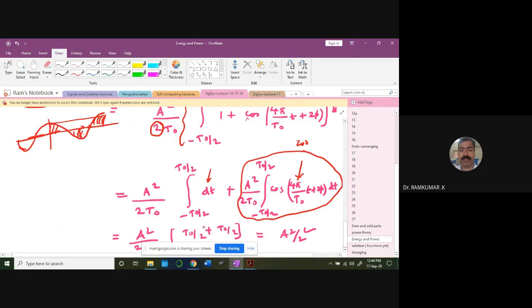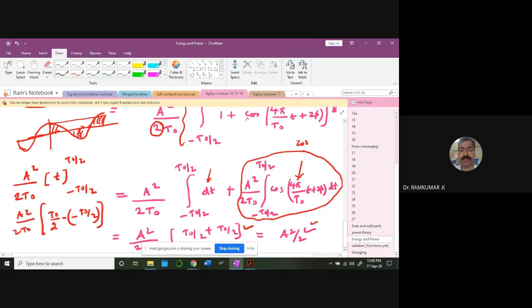This again you apply the same idea. From minus T naught by 2 to T naught by 2, A square by 2 times dt, A square by 2 T naught. I am integrating this, so I will be getting T evaluated from minus T naught by 2 to plus T naught by 2, which is T naught by 2 minus minus T naught by 2. Then you will be getting 2 T naught by 2, the 2 T naught will get cancelled, and you will get A square by 2.